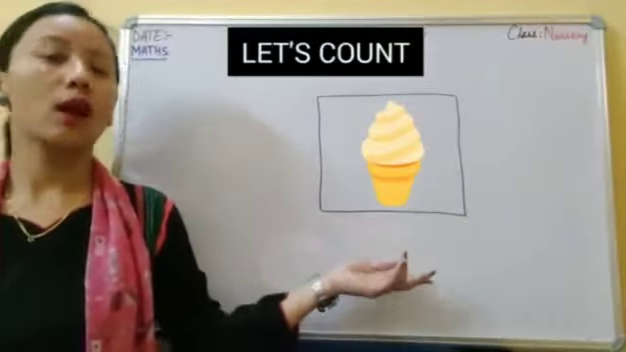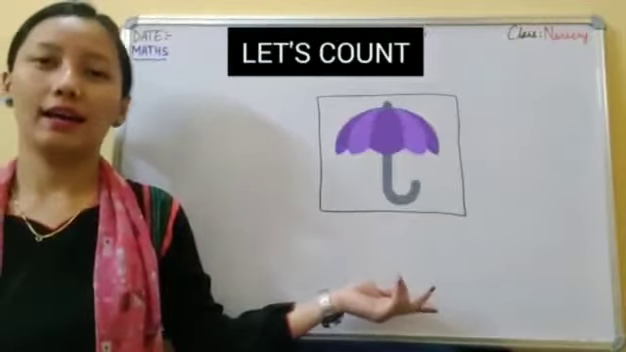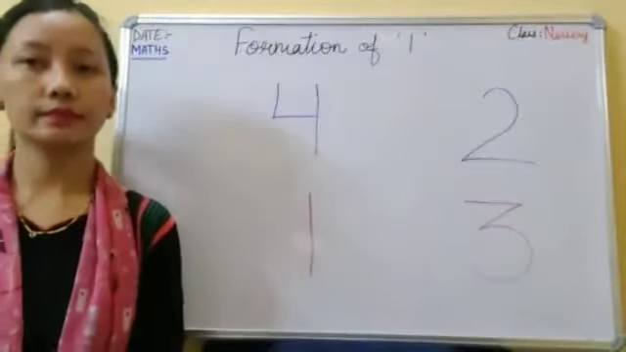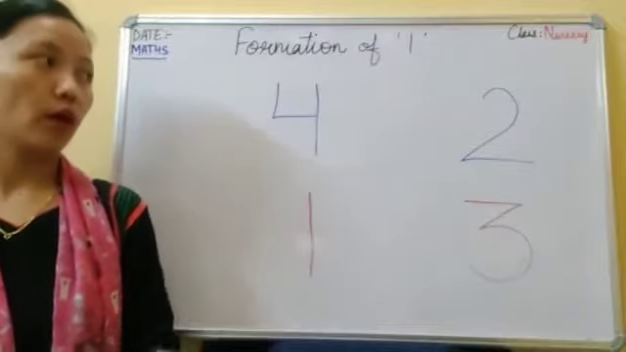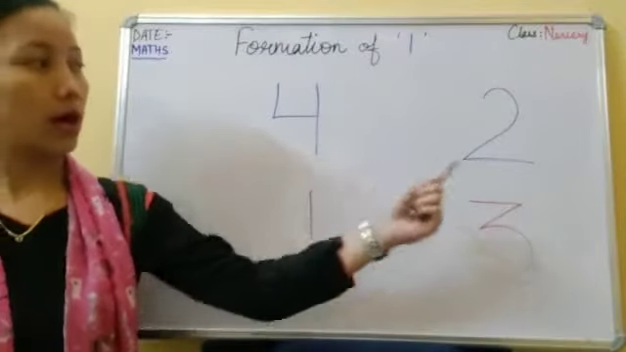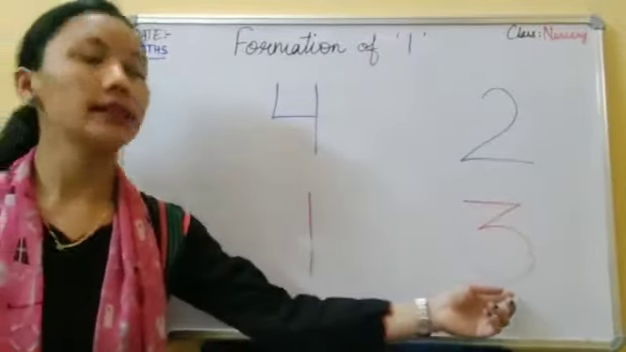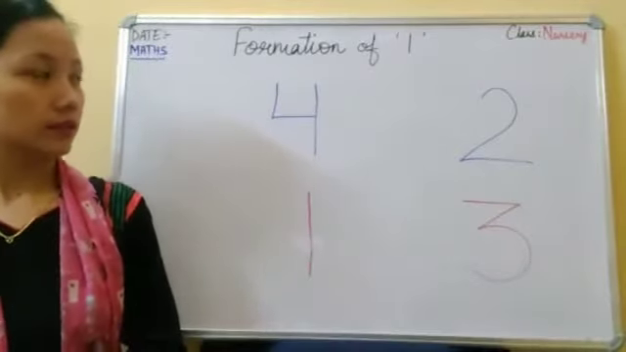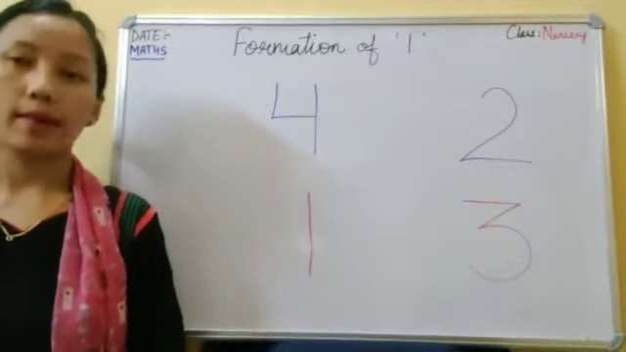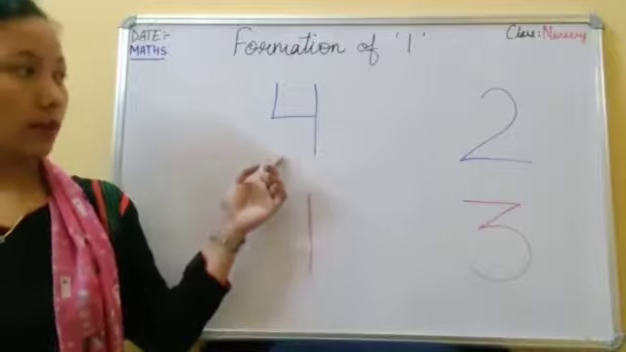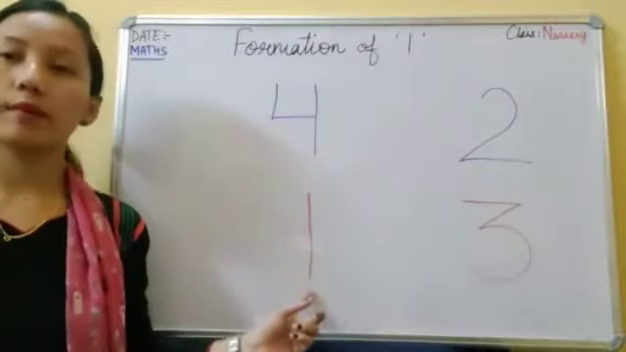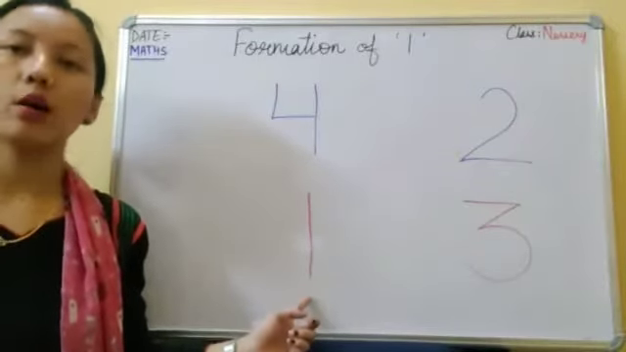Next, count. 1 umbrella. Again count. 1 umbrella. Very good. Okay students, here you can see 4 numbers over here. Numbers we have 4, 2, 1 and 3. From here, tell me which is number 1? Is this number 1? No. Is this number 1? No. Is this number 1? Yes, this is number 1.